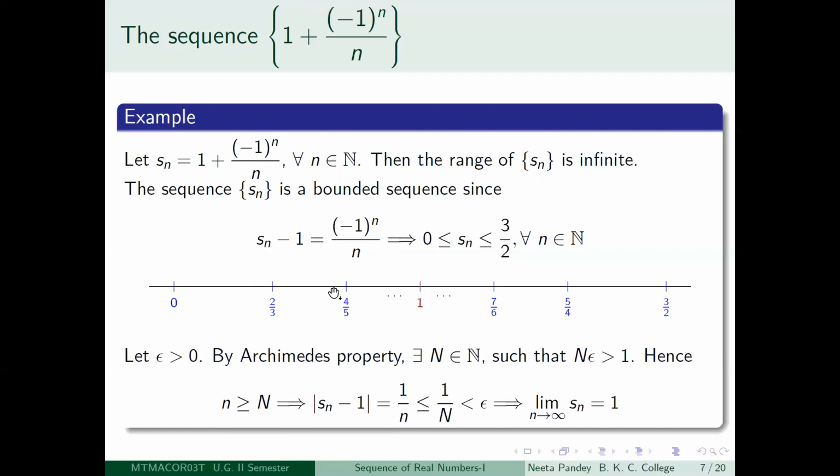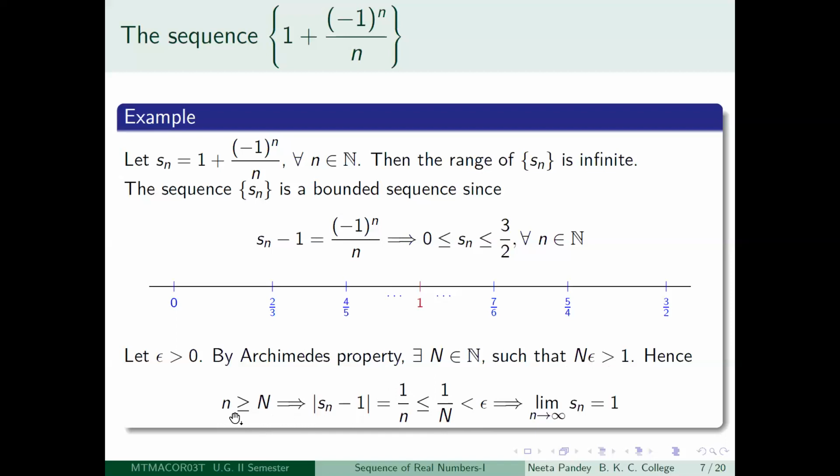So if you take the modulus of this, minus 1 to the power n by n is a negative number if n is odd, and it is a positive number when n is even. So whatever it is, if you take the modulus, you will always get the positive number 1 by n. So if I choose my little n to be greater than or equal to capital N, then 1 by little n is going to be less than or equal to 1 by capital N, and 1 by capital N is going to be less than epsilon.